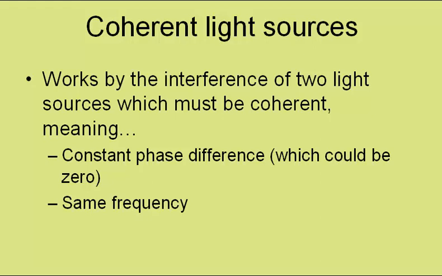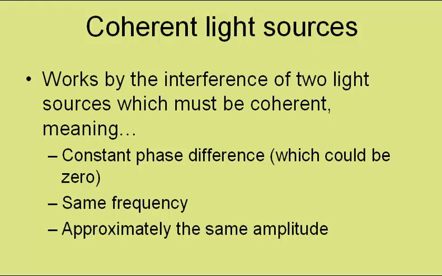They must have the same frequency and therefore the same wavelength, and there must be approximately the same amplitude. This is so that when they meet 180 degrees out of phase, they will destructively interfere. Two independent light sources would not have a constant phase difference and so would not be coherent.